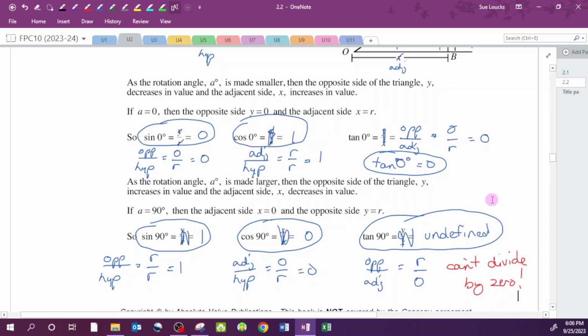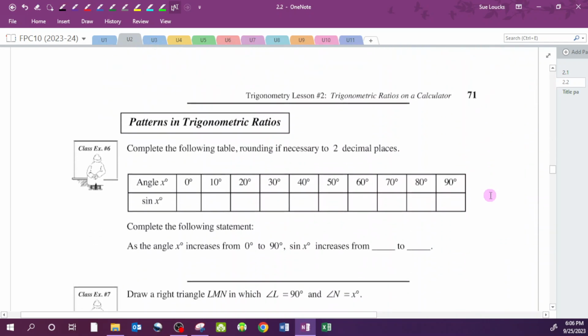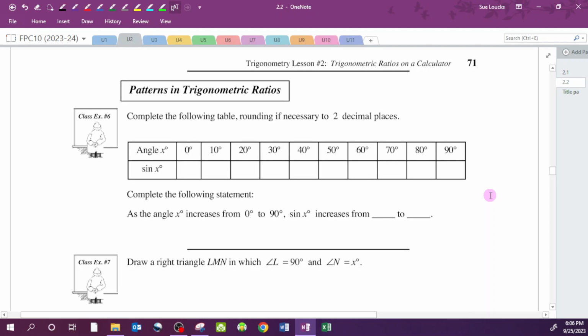All right, just one more page. I know these videos are really long. Okay, you are going to take your calculator and fill this in. So pause it, do that, and then you can check it. When you've done those calculations and they're right, you can see that as angle X increases from 0 degrees to 90 degrees, sine increases from 0 to 1. Okay? All right, we are going to do some calculations on this.